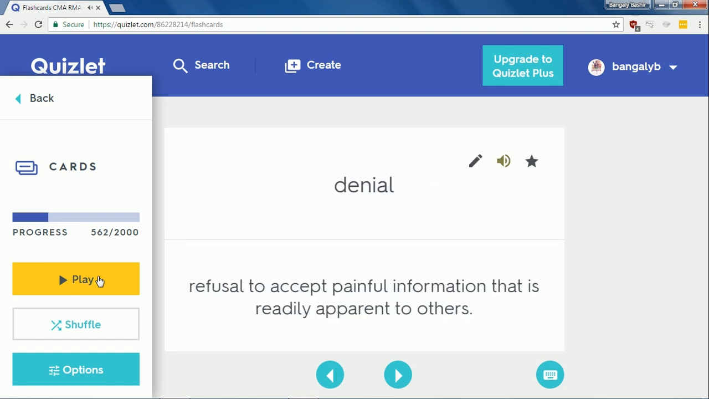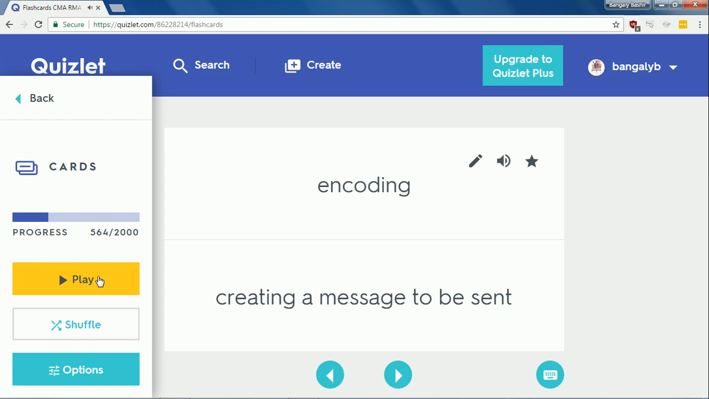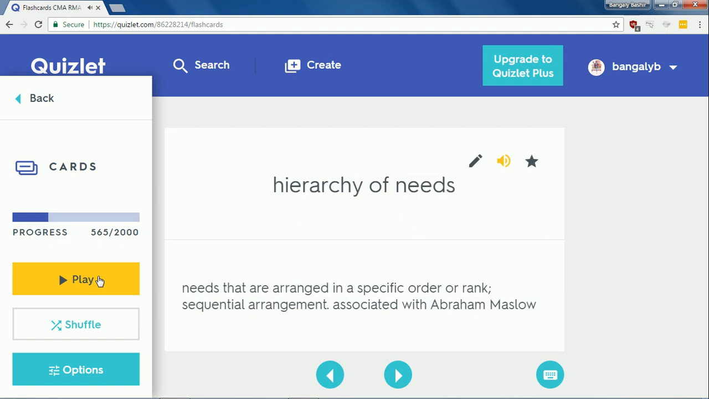Denial: refusal to accept painful information that is readily apparent to others. Displacement: displacing negative feelings onto something or someone else with no significance to the situation. Encoding: creating a message to be sent. Hierarchy of needs: needs that are arranged in a specific order or rank, a sequential arrangement associated with Abraham Maslow.